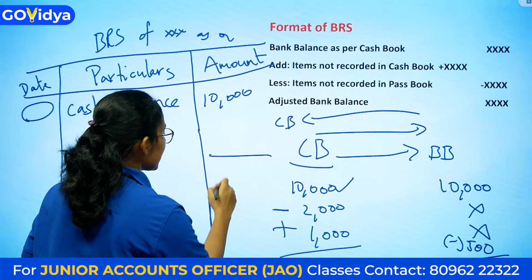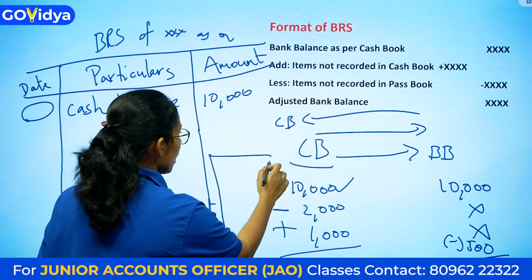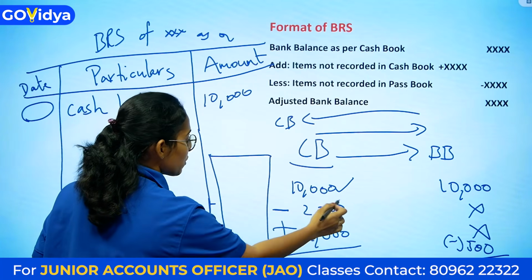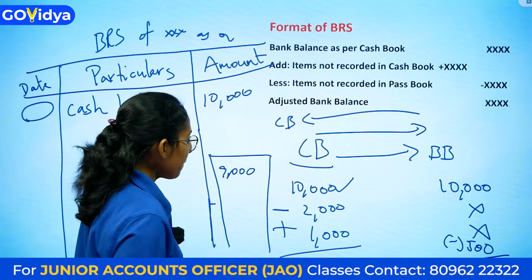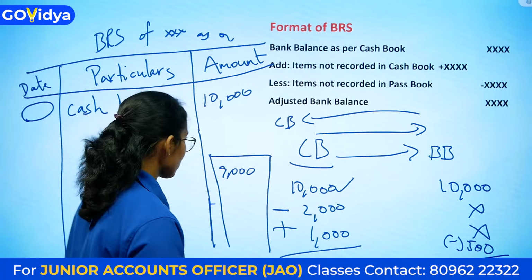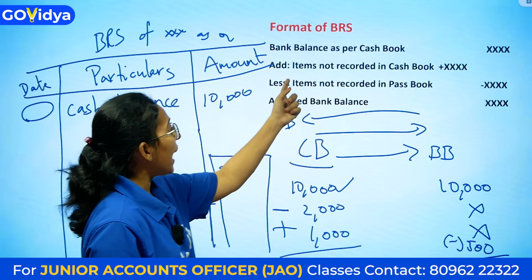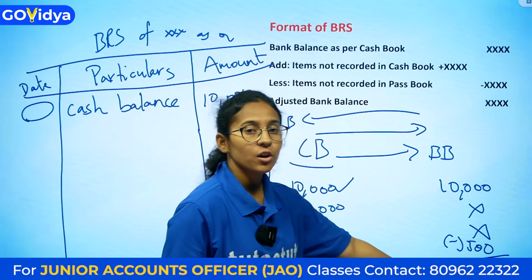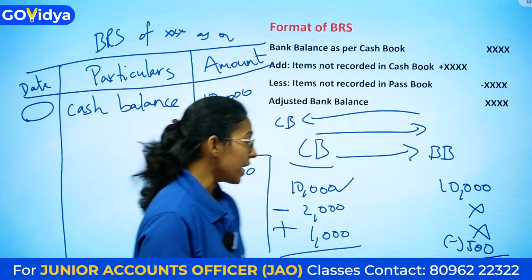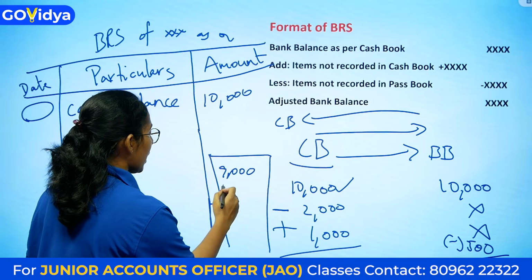Okay, so I'm not writing anything, I'm just writing the amounts. What is the bank balance as per the cash book? It is 9,000. Bank balance as per the cash book is 9,000. Now what I have to do? Add items which are not recorded in the cash book. What are the items that are not recorded in the cash book? That is 500. I am going to add it.